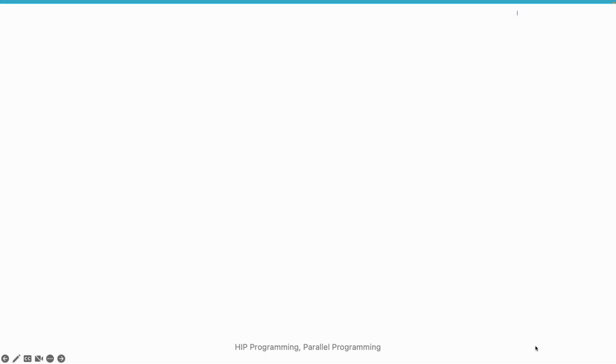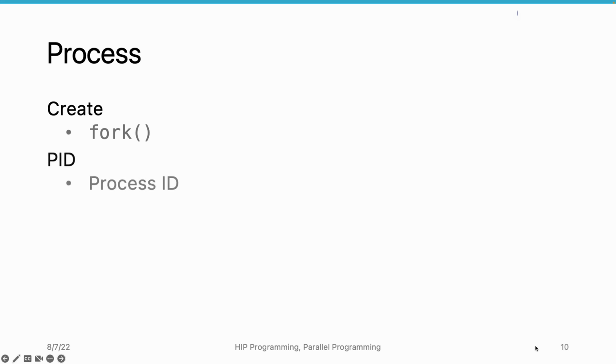Now, since we know the relationships between the key concepts, let's look at how to use them. Let's start by talking a little bit about processes. How to create a process? If you use C or C++, you can use the fork function. The fork function will copy the current process to create a new process. In the parent process, the fork function will return the process ID of the process that was just created.